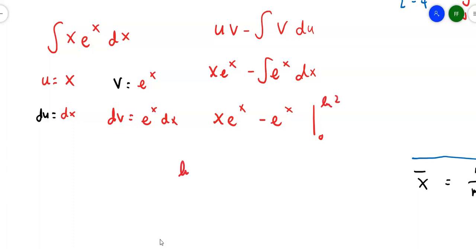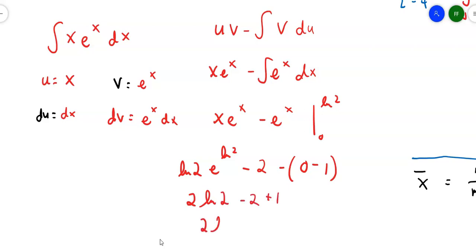So I'll get ln 2 e to the ln 2 minus, do we realize e to the ln 2 is just 2? And then the bottom one will give me 0 minus e to the 0, which is 1. So e to the ln 2 is just 2. So I get 2 ln 2 minus 2 plus 1, which is 2 ln 2 minus 1. That's the first part.